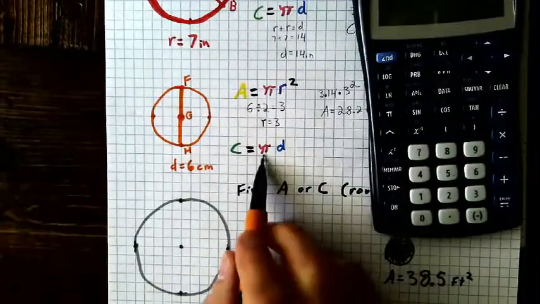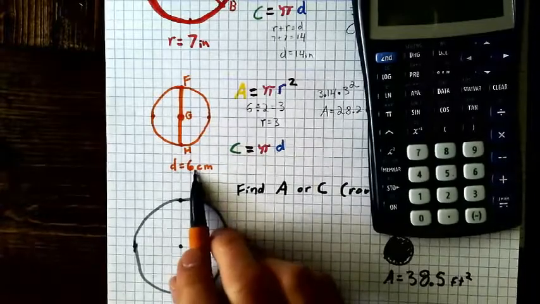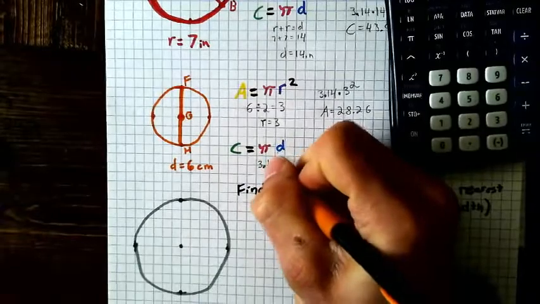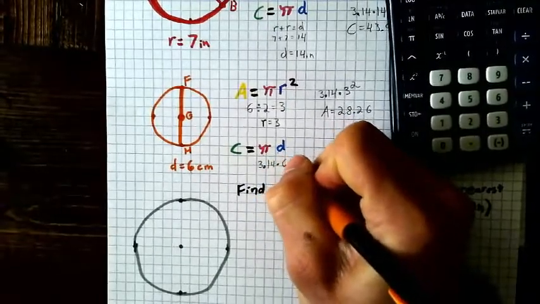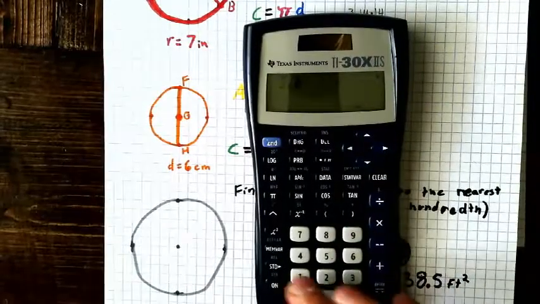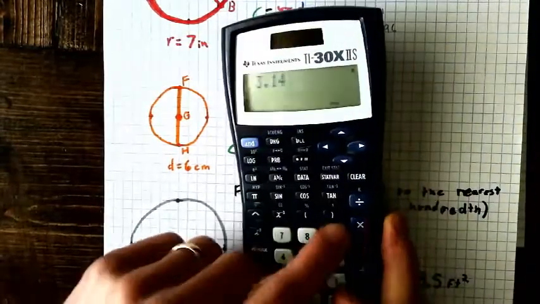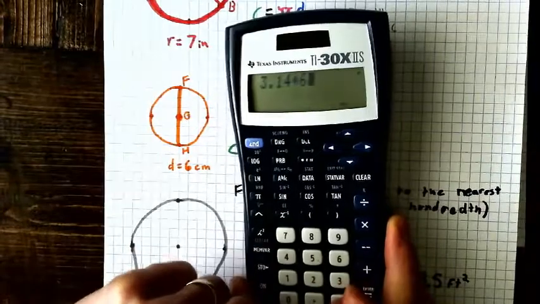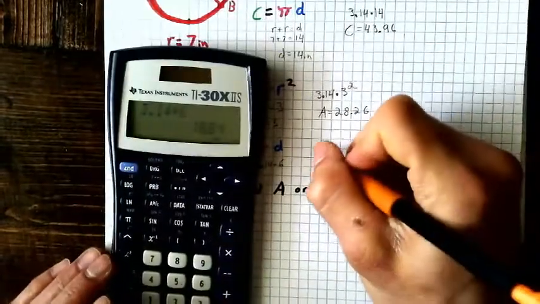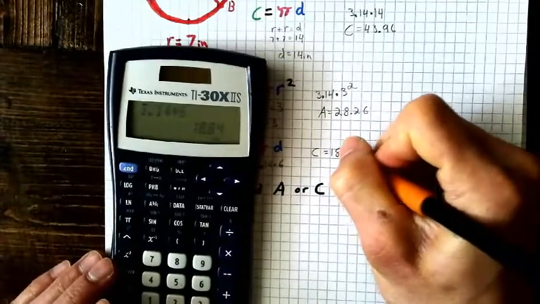Oh, circumference is pi times diameter, and I know what diameter is, so I can just go ahead and type that in. 3.14 times 6 is 18.84. So my circumference equals 18.84.